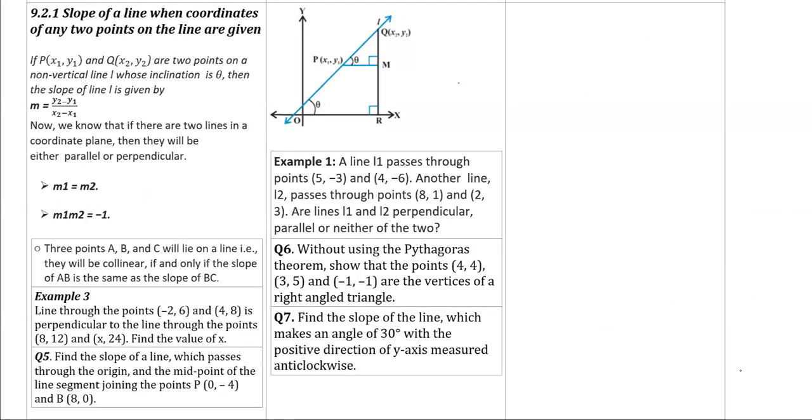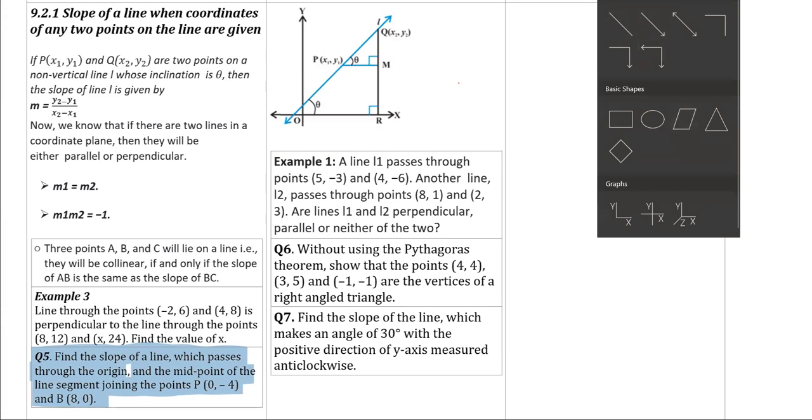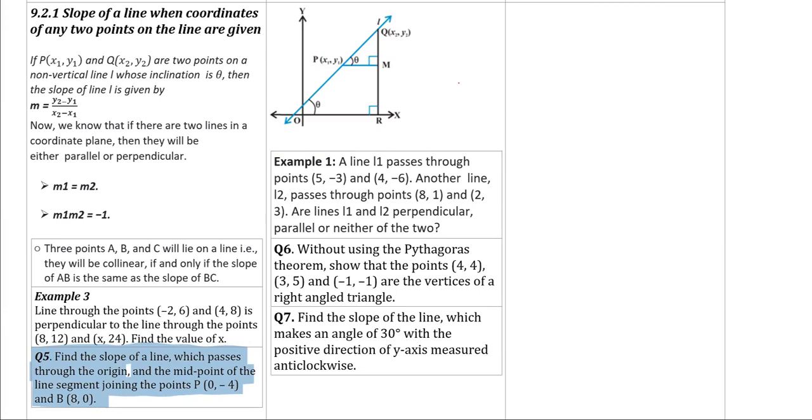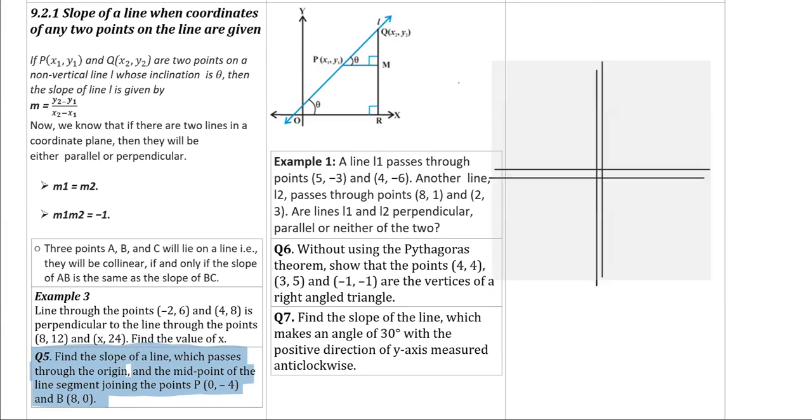Let's take another question. This is question number 5 from the textbook. NCERT says to find the slope of a line which passes through the origin and the midpoint of the line segment joining these 2 points, that is P and B, which are given. So what we can do, let's make a Cartesian plane first. I'm making a Cartesian plane here. So I made a Cartesian plane.